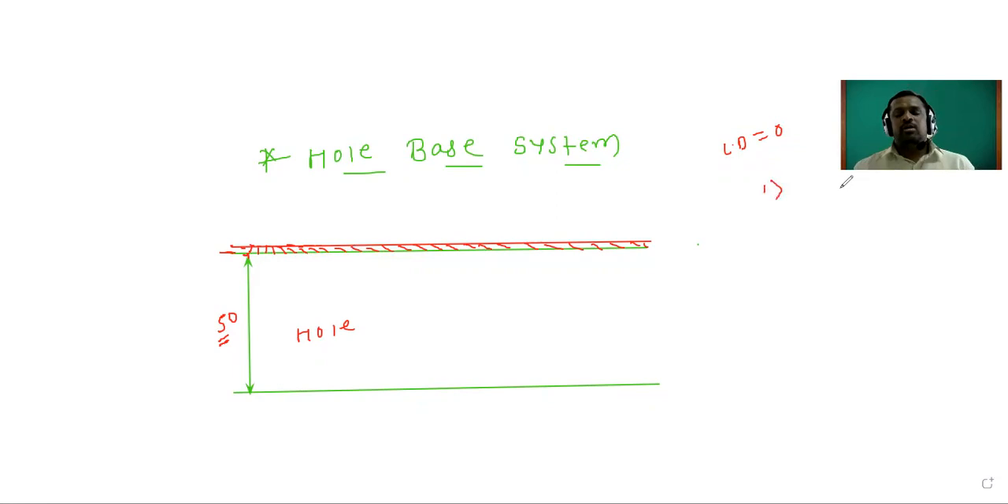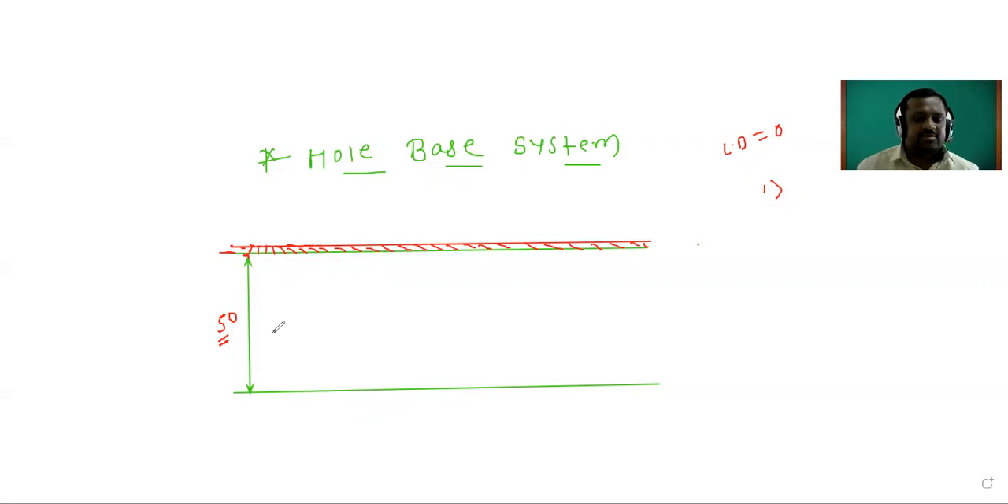And right now we have to achieve the various fits. Suppose we have to produce the clearance fit, interference fit or transition fit. Then how to produce it? Now see here. Okay, you have to remember this is the hole. And how to produce the clearance fit?